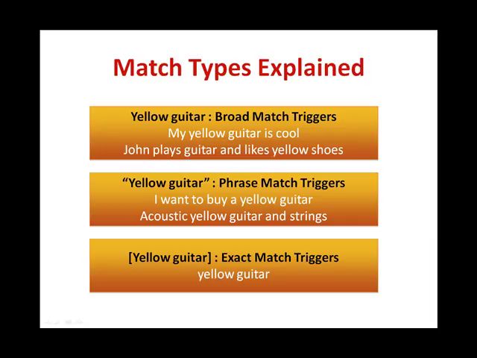For the phrase match, your ad will only trigger if the keyword yellow guitar is typed in this order. Your ad will also be shown along with other terms as long as the keyword is queried in this order. For example, if a user were to type "I want to buy yellow guitar" or "acoustic yellow guitar and strings," your ad will trigger. For the exact match, your ad will only appear if the user typed in the exact keyword. In this example, your ad will only trigger when the user types in yellow guitar.